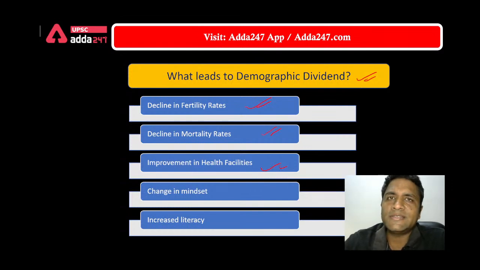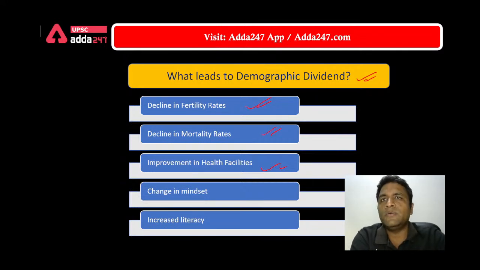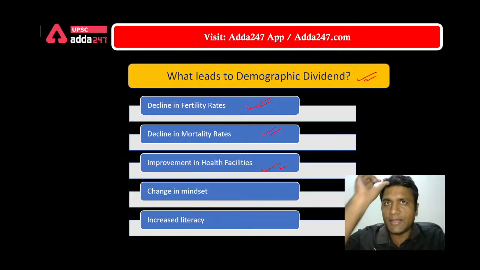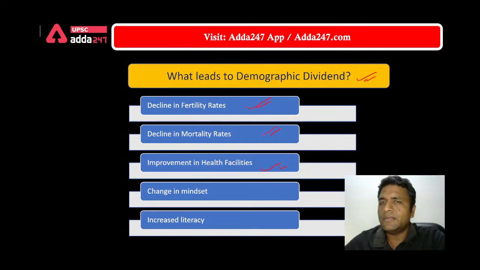And increased literacy is also one of the major factors which leads to demographic dividend, because the more educated you are, if you spend more time in education, obviously chances are that you will study for more years, you will have your marriage delayed, you will have those things at a later date, and obviously then the population will reduce a little. You will be more interested in working as well, and that is where everything is basically interlinked.